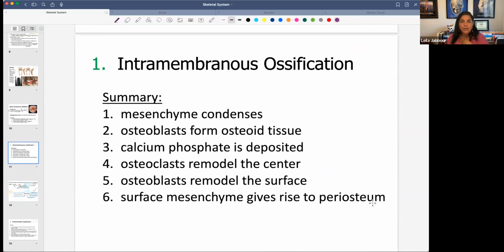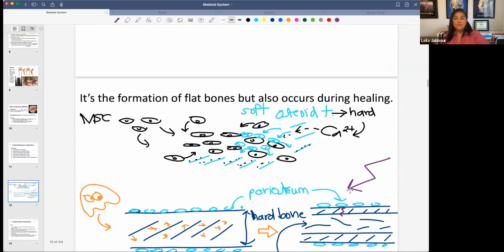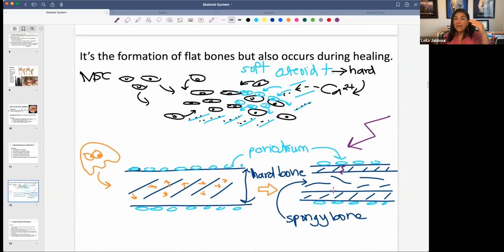Osteoblasts form osteotissue. Calcium phosphate is deposited. So now the tissue is hardened. Osteoclasts have to come to remodel the center because we don't want these flat bones to be as heavy. And we end up with a remodeled center, which is much lighter, and a surface mesenchyme that will end up being the future periosteum. So this makes the flat bones lighter with this spongy bone in the center, but also absorbs the shock from an outer hit.